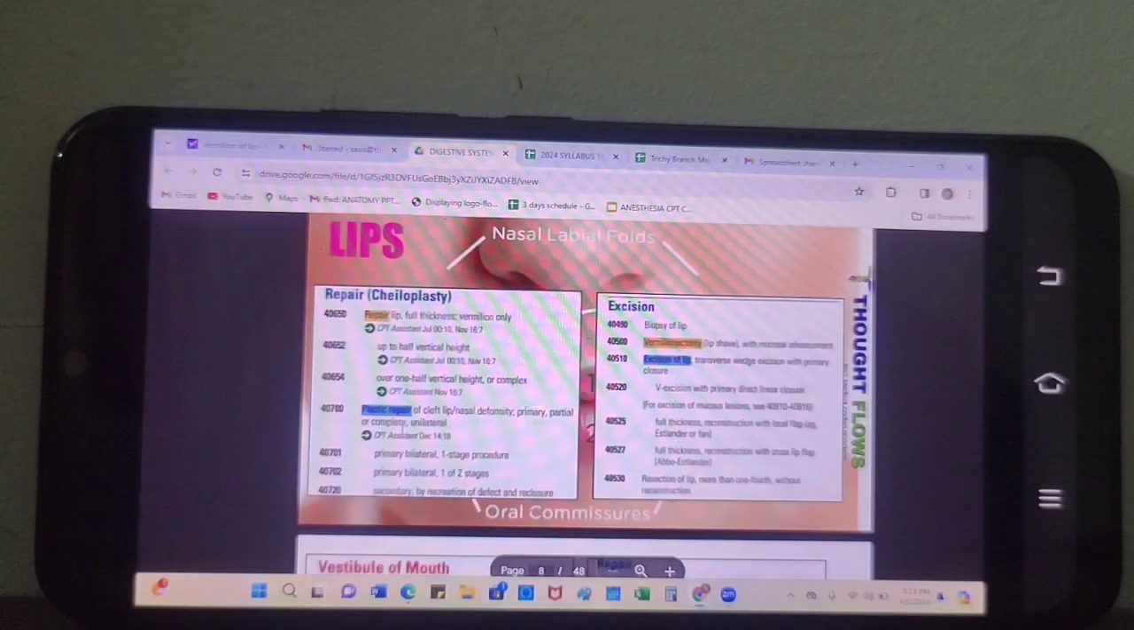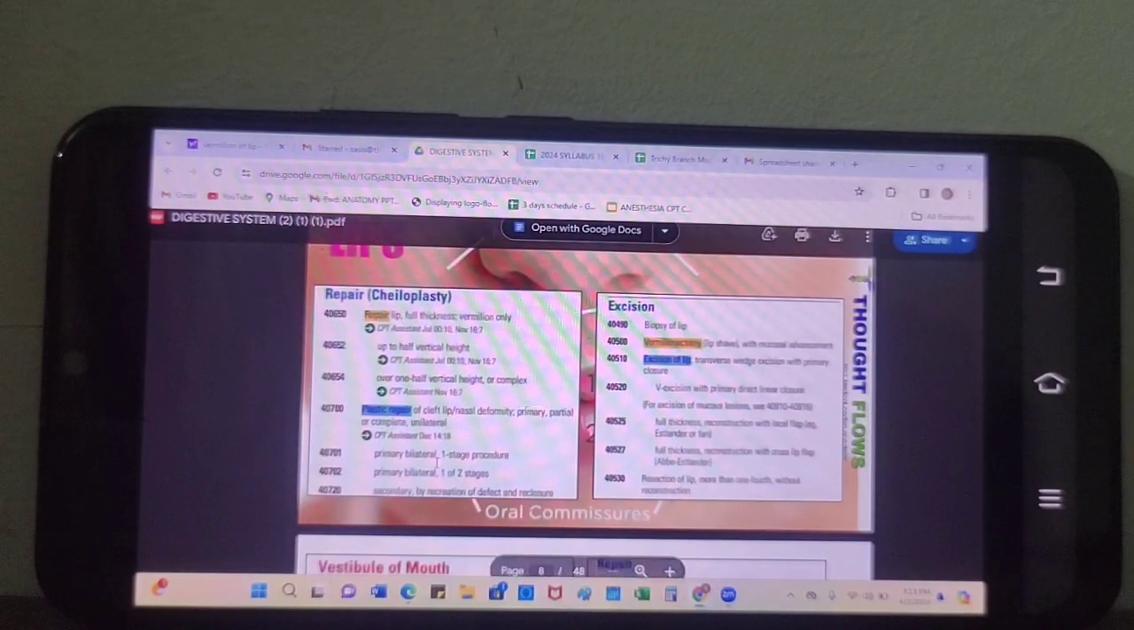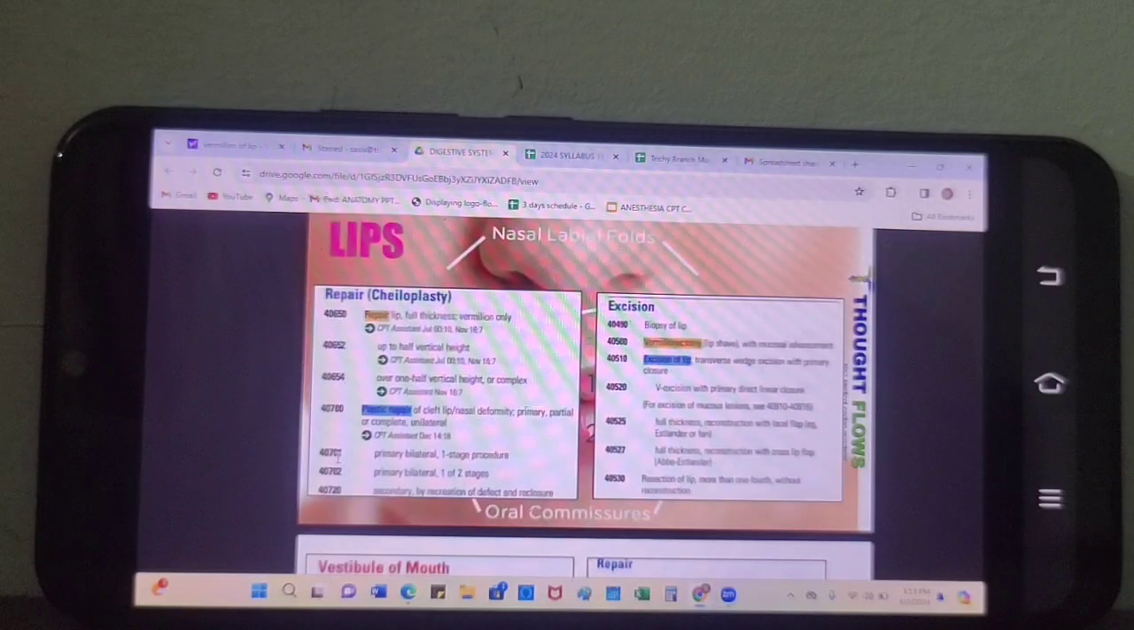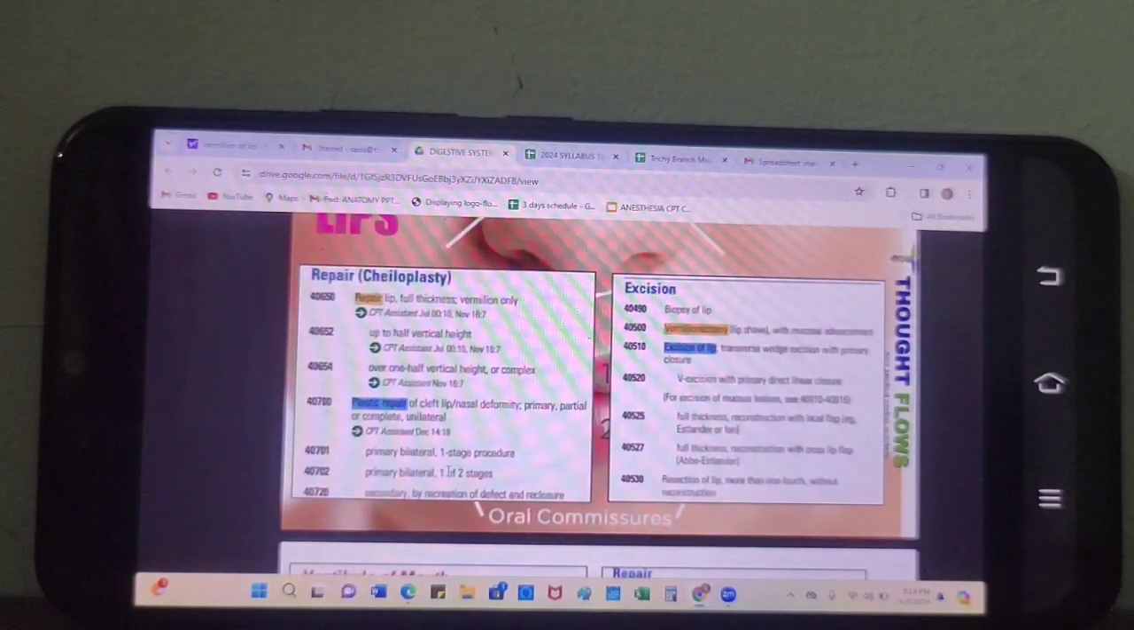For primary, unilateral 40700. Bilateral, stage 1 is 40701. Stage 1 of 2 is 40702. The stages will be documented by the provider directly. And for a secondary surgical operation of cleft lip or cleft palate, go for 40720. So these are the code sections for cleft lip or cleft palate.